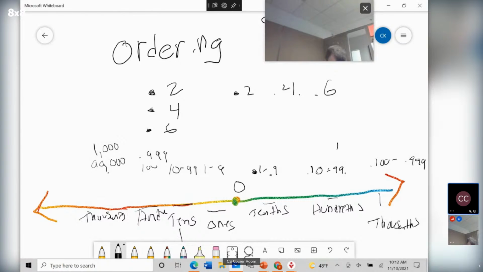You're putting the decimals in order based on how big they are. Like if I took these decimals away, it'd be easy. You'd say 6 is the biggest, 4, 2. Okay. Basically the same thing with the decimal. Don't let the decimal fool you, okay?